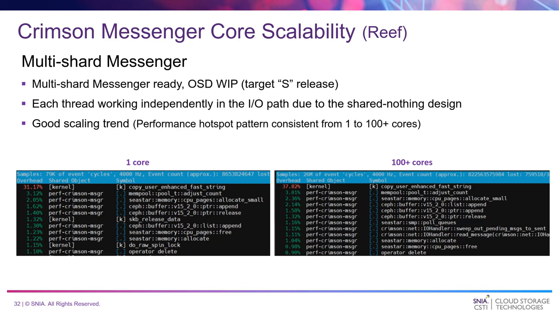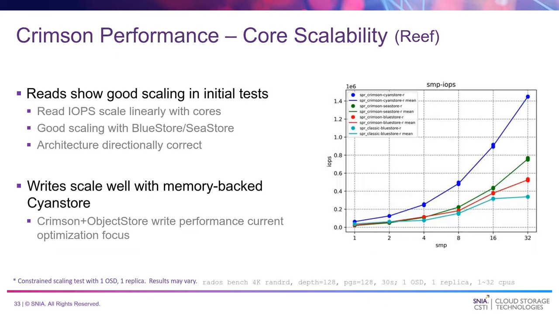Now, of course, all of this data needs to be viewed in the context of the Crimson OSD paired with an object store. So what does that look like? Let's look at that next. So when you put it all together, Crimson plus Blue Store, Crimson plus Cyan Store, which is the memory backed store, or Crimson plus C-Store, compared with the classic Ceph OSD is what the chart to the right shows. Again, mind you, this is a single node, single OSD, one replica result at the moment.